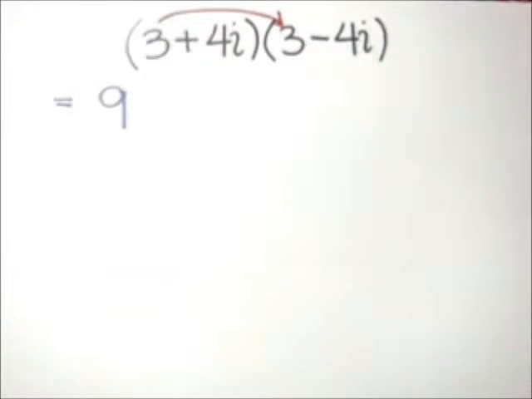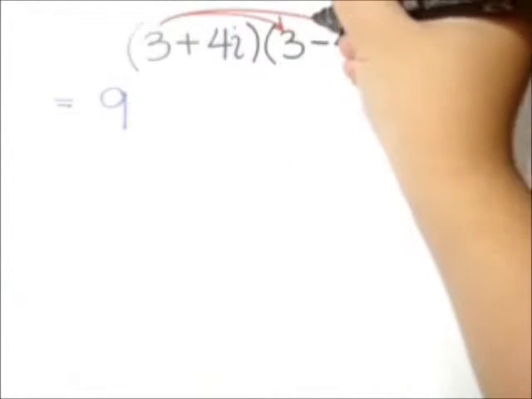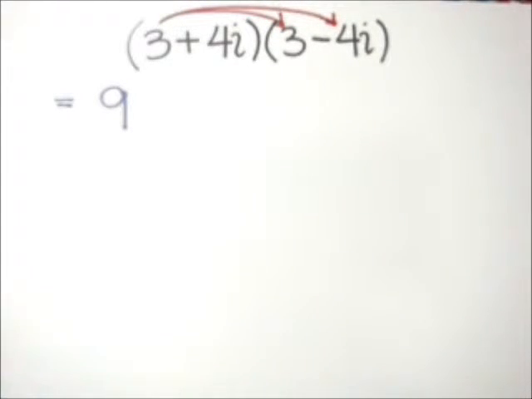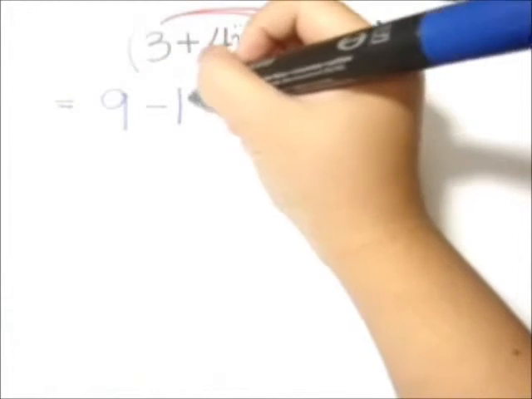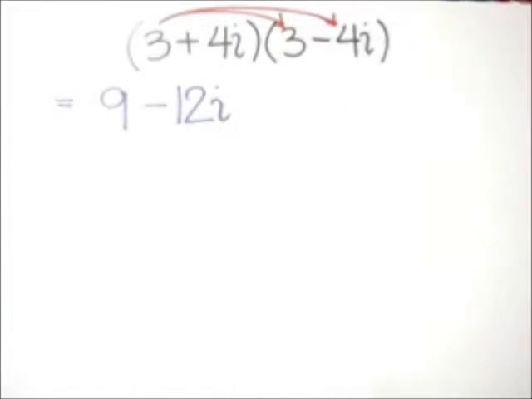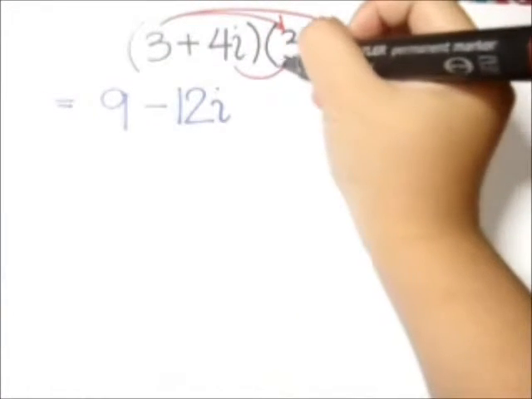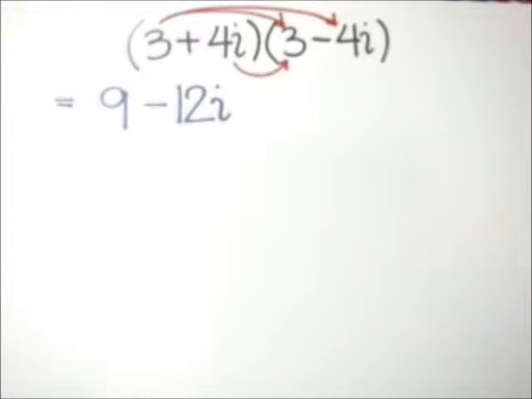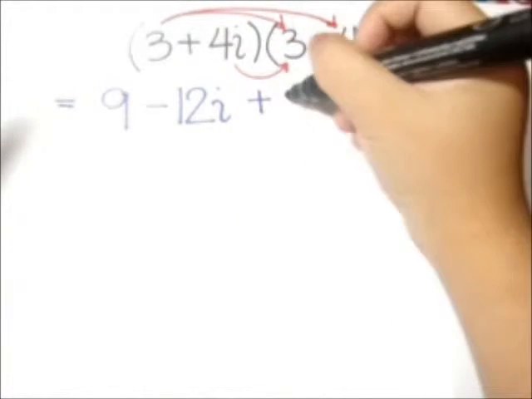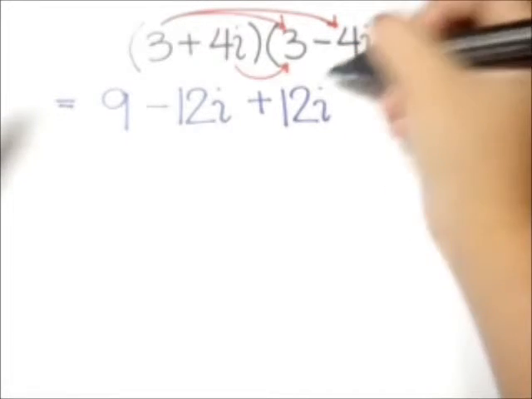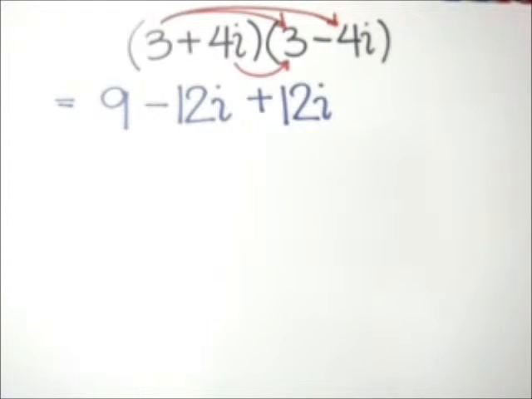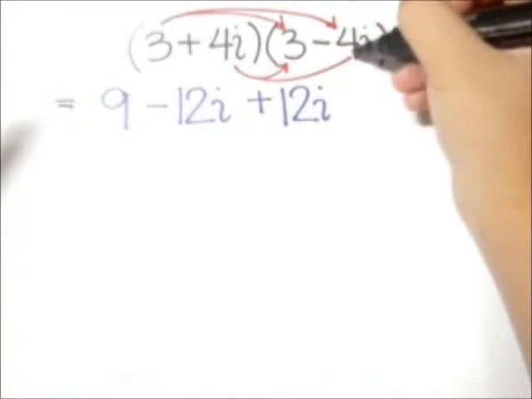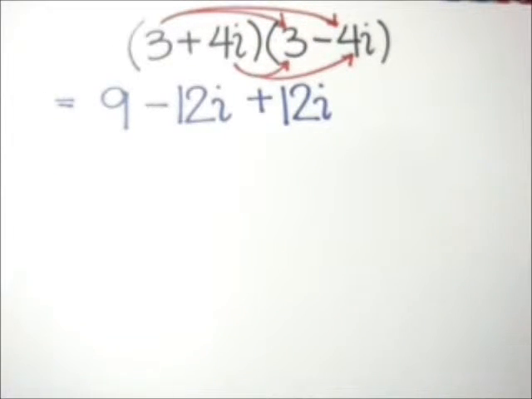Then we multiply 3 by negative 4i, giving us minus 12i. Then we multiply 4i and 3, giving us plus 12i. Lastly, we multiply 4i and negative 4i, giving us minus 16i squared.